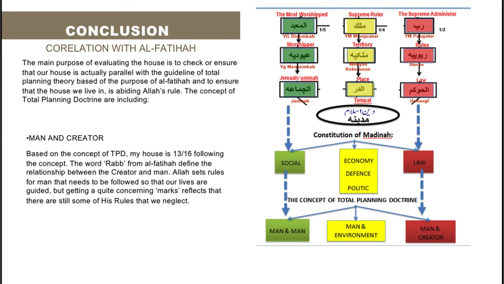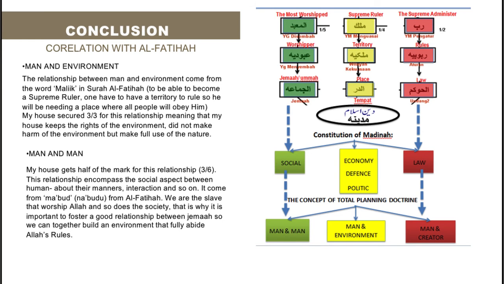Based on the concept of TPD, my house is 13/16 following the concept. The word Rob from Al-Fatihah defines the relationship between the creator and man. Allah set rules for man that need to be followed, so that our lives are guided. But getting a quite concerning mark reflects that there are still some of His rules that we neglect. The next one is man and environment.